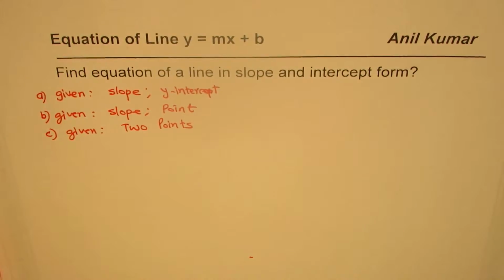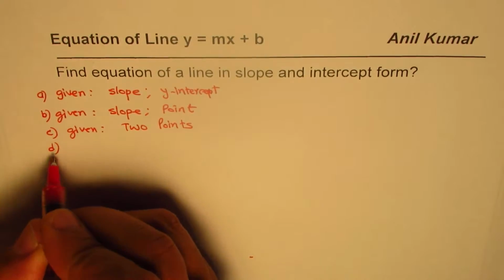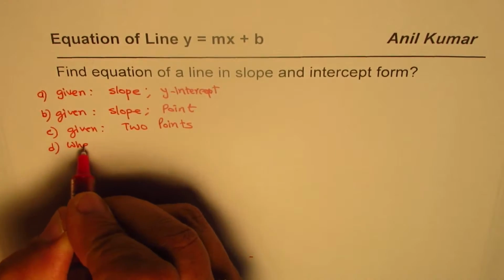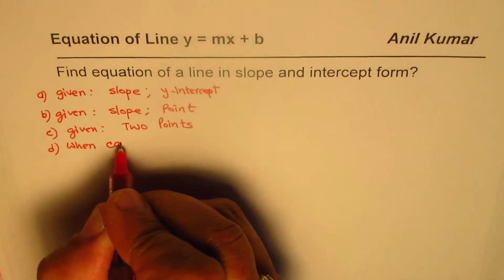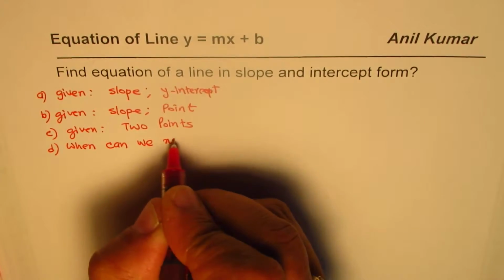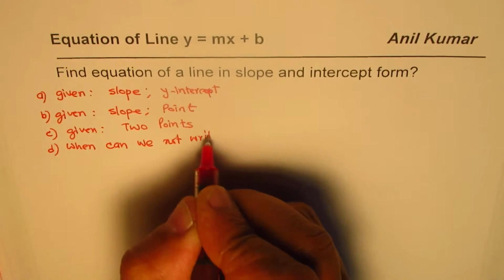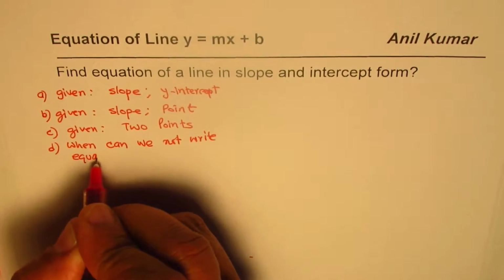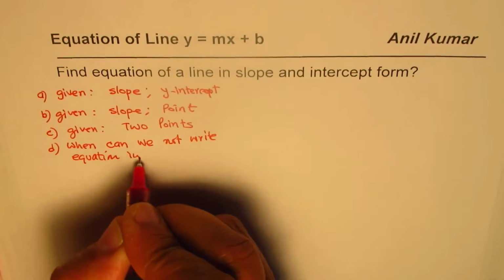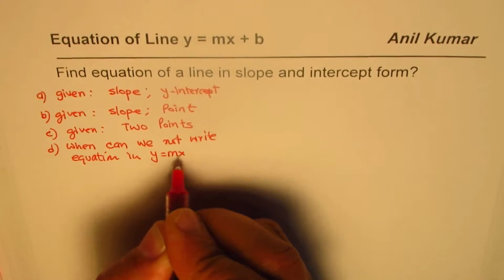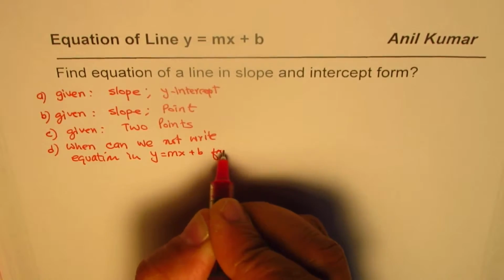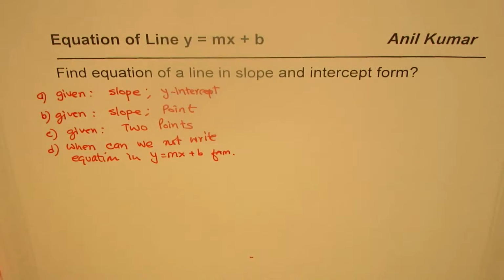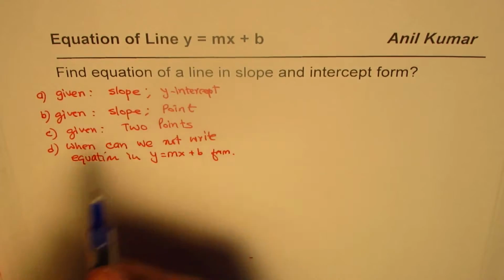So let me write down the last question also here, that is D. That is, when can we not write equation in y equals to mx plus b form, right? So these are the 4 questions which we are going to discuss in this particular video, right? So let's begin with the very first one where we are given slope and y-intercept.